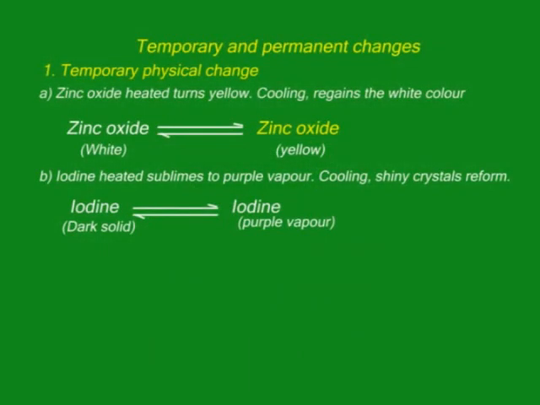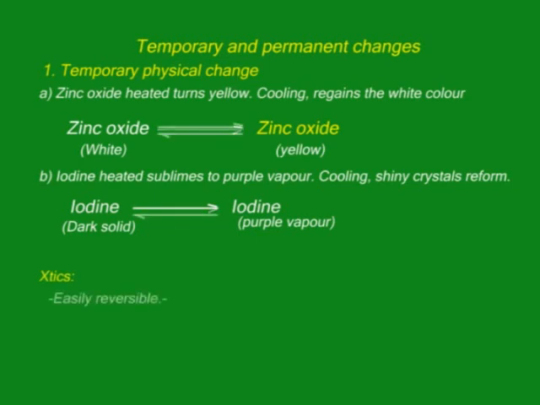Now, those two processes can be represented by the following equations on your screen: when zinc oxide is heated, it forms a yellow solid of the same zinc oxide. When black solid iodine is heated, it forms a purple vapor of the same iodine, and on cooling, it forms back the black solid crystals. Now, the heating of these substances does not result in any new product being formed, and these are called temporary physical changes, and they have the following features.